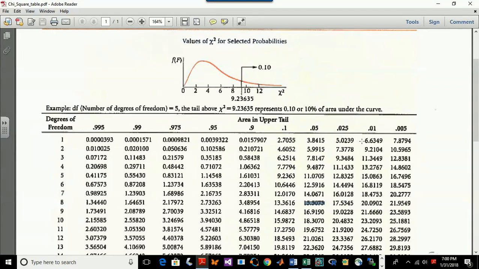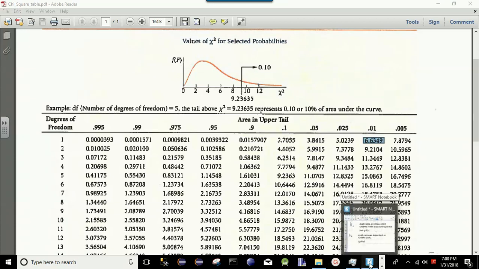Our alpha is 0.1, so our critical value is here, 6.639. In this case, we reject the null hypothesis because our test statistic, 86.481, is to the right of our critical value. So we reject the null hypothesis.